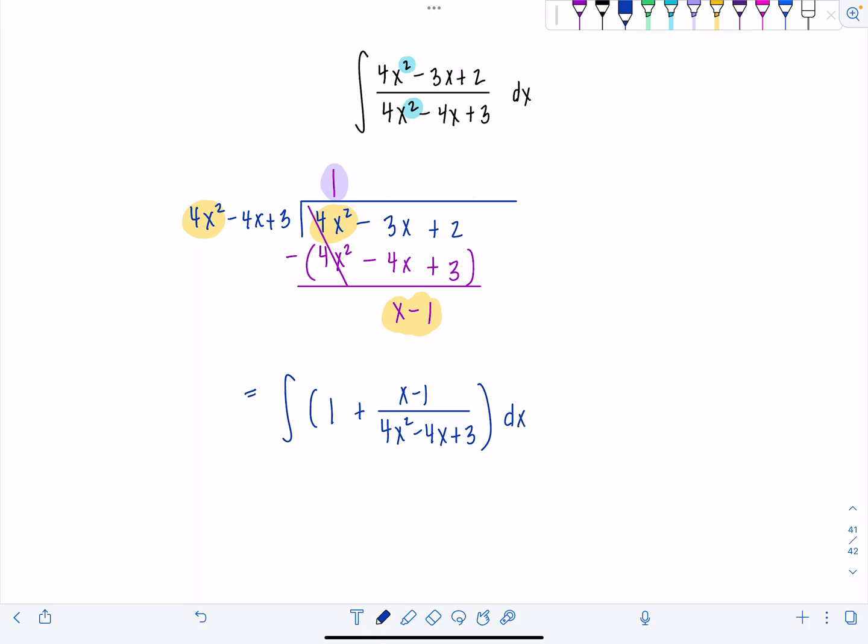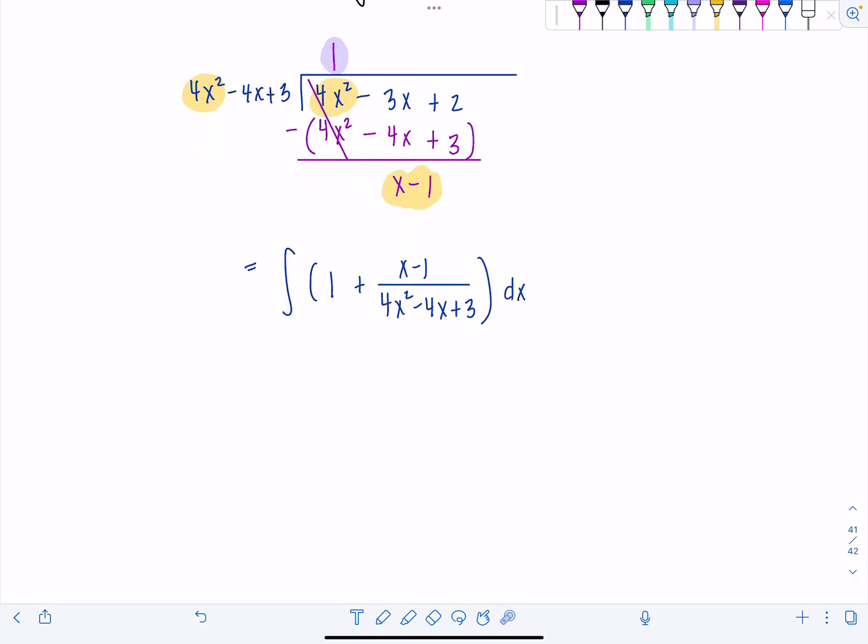All right, from here, let's look at each term that we're left with. The antiderivative of 1, we can deal with that, no problem. Then x minus 1 over 4x squared minus 4x plus 3. Probably your brain jumps to trying to find the partial fraction decomposition, but you're stuck because this denominator, this quadratic, is prime. It does not factor, so we can't utilize partial fraction decomposition. What do we do? We do not sit there and cry.